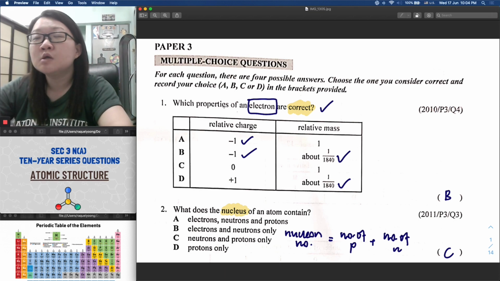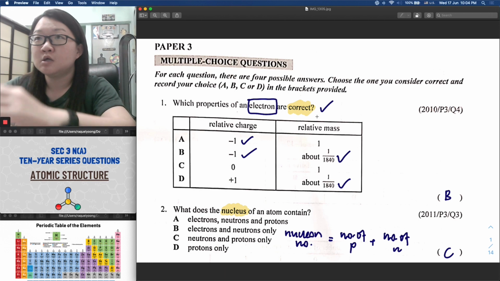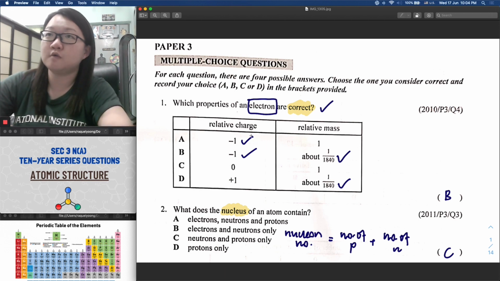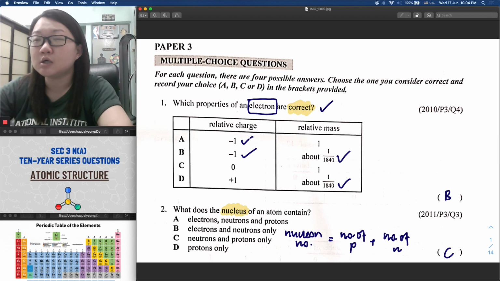In this case they're asking you about electrons, and you need to select the option that is correct. This one is very easy. Electrons are negatively charged, so for the relative charge you have to select the one that has -1. For relative mass, electrons have negligible mass. Why is it negligible? Because it's only 1/1840, a very small number. That's why it's negligible, very insignificant. So answer is B.